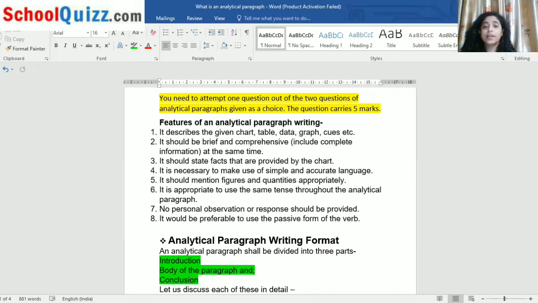I hope we are clear with it, right? So I'll see you in the next lecture with the details of the analytical paragraph writing format.